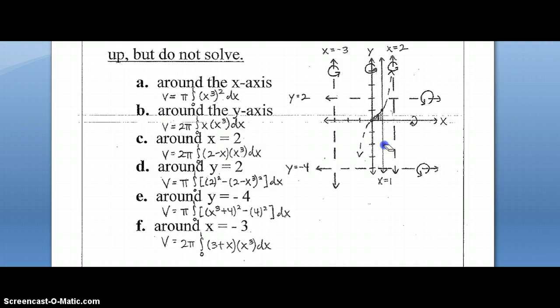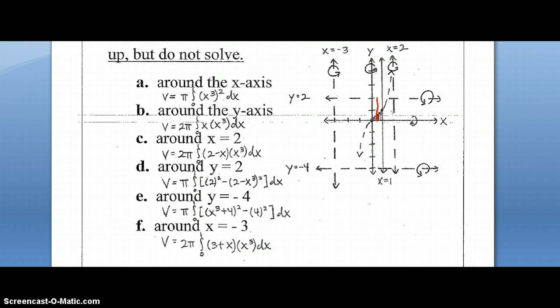Part D asks us to revolve around y equals 2. Y equals 2 is a horizontal line. So now we're thinking disk or washer. You can see that the region back up over y equals 2, there's a gap, so this is definitely a washer. What we have to decide is what's our outer radius and what's our inner radius. So remember, your outer radius is which part of your region is farther from what you're revolving around. So I go from this part of the region up, and my outer radius is 2.